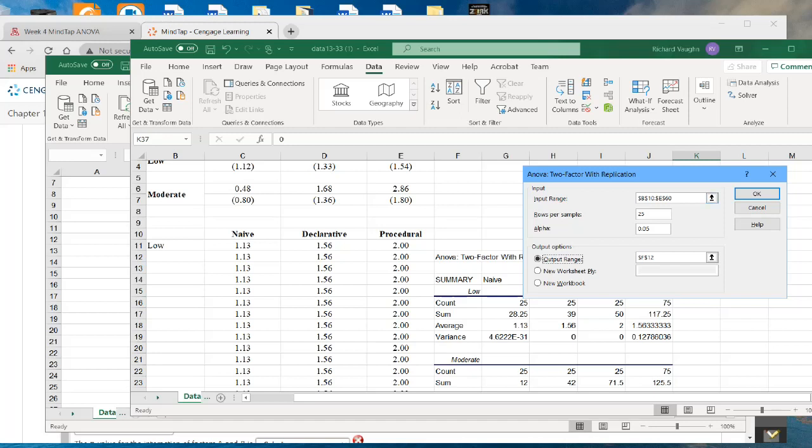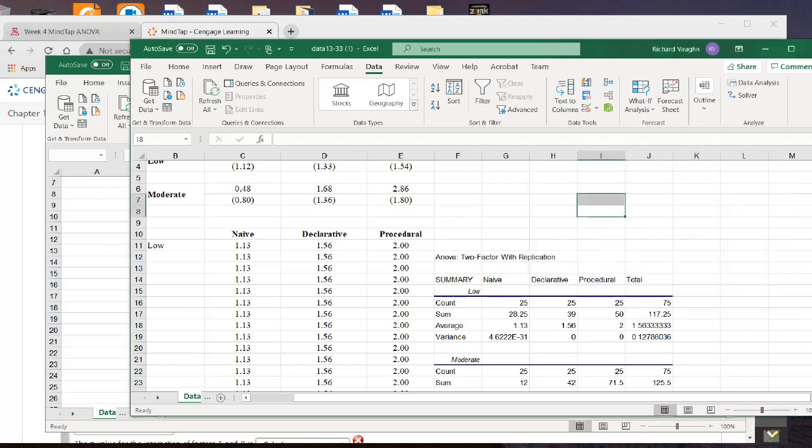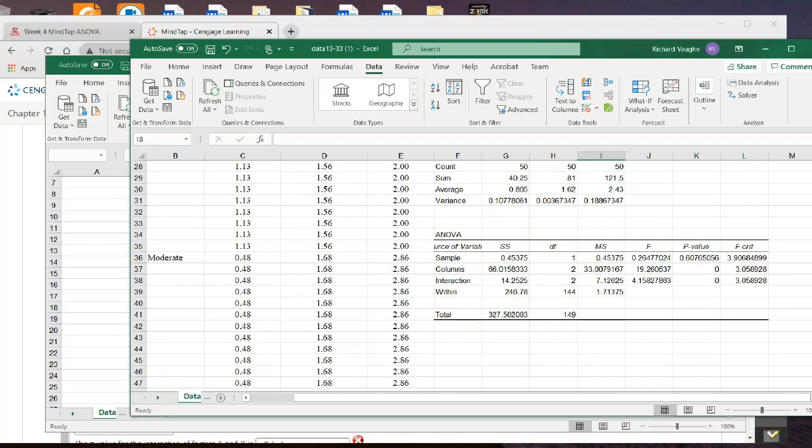So that included the labels and this little blank cell up here in the corner. And then I put in 25 rows per sample and the alpha value of 0.05. And then I put the output range over here on the right, so in cell F12. So when I did that, I got my ANOVA table over here, but then these sum of squares were mostly correct. The top three were actually correct, but this fourth one was incorrect.